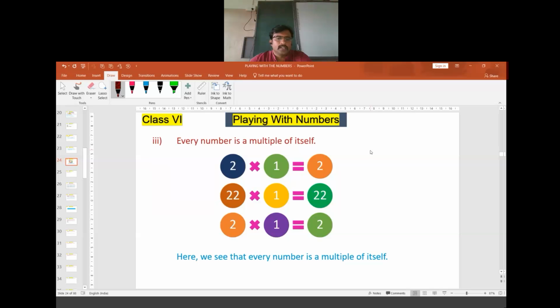The third property is that every number is a multiple of itself. If you consider 2 into 1, it is 2. 22 into 1, it's 22. If you consider some other number, say 25, 25 into 1 is 25. We see that every number is a multiple of itself.